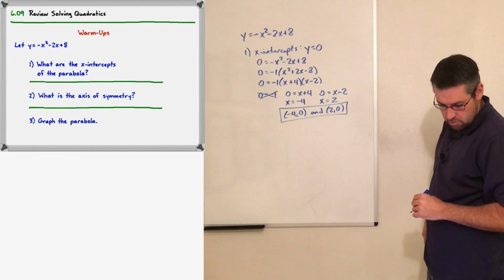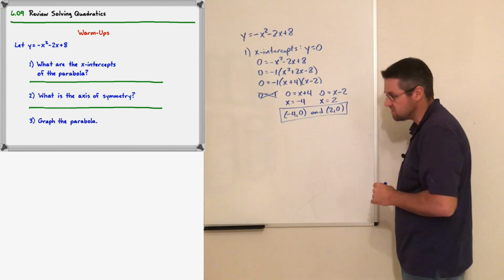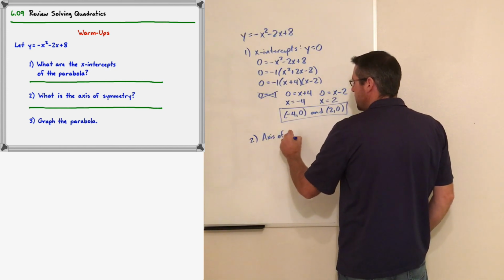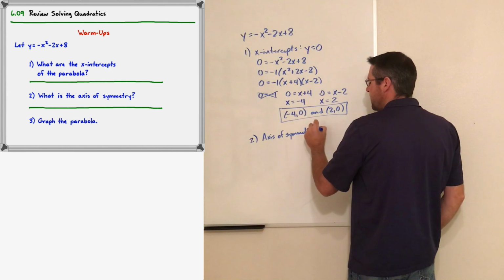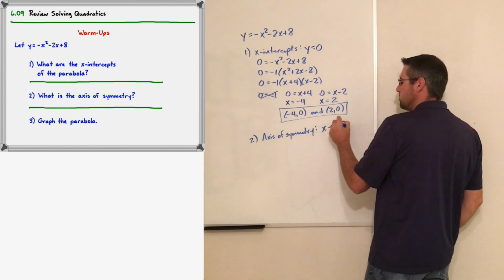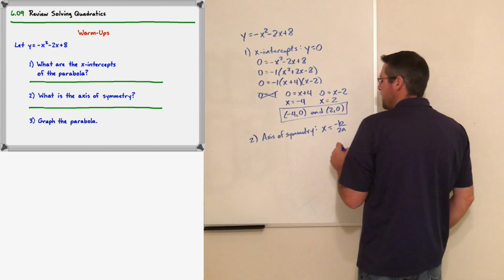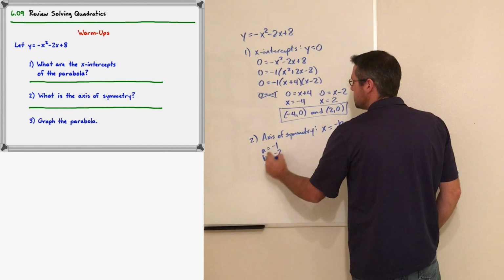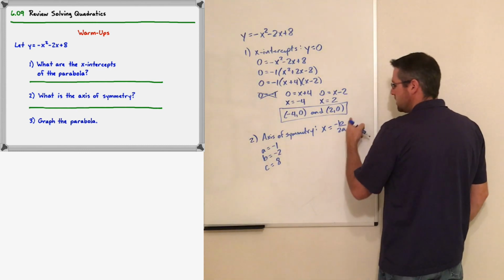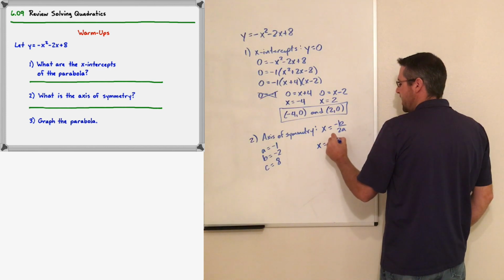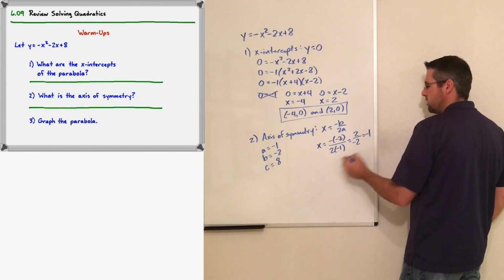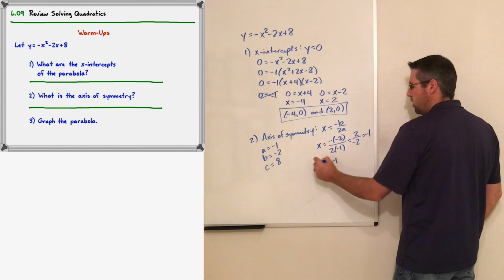Okay? And then number 2, it says find the axis of symmetry. Hopefully you remember that in order to find the axis of symmetry, you apply the formula x equals negative b over 2a. In this case, we have an a value that is negative 1, a b value that's negative 2, and a c value that's 8. When I plug that in, I get x equals negative 2 over 2 times negative 1, which simplifies to 2 over negative 2, or negative 1. So my axis of symmetry is x equals negative 1.